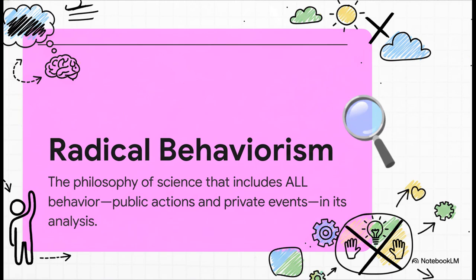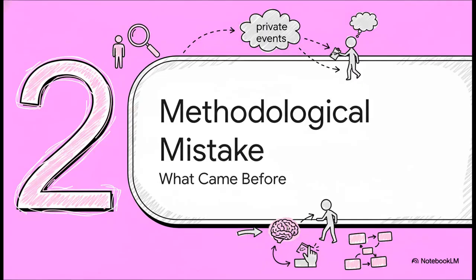Well, first off, it's the philosophy of our science. And that word radical, it doesn't mean extreme or out there. It actually comes from the Latin word for root. It means we're getting to the root of behavior by including everything. Not just the public stuff we can see, like a kid kicking a ball, but also the private stuff, their thoughts, their feelings, that pit in their stomach. To a radical behaviorist, it is all behavior. And this was a huge, huge leap forward for psychology.